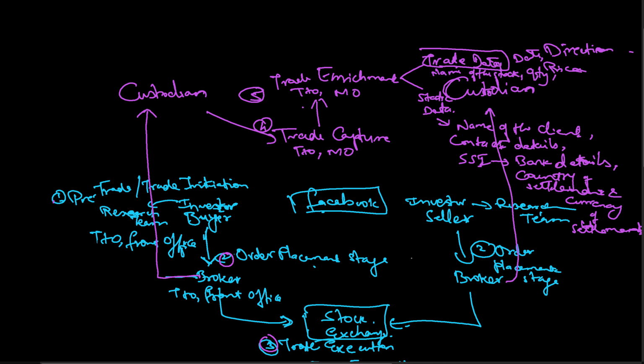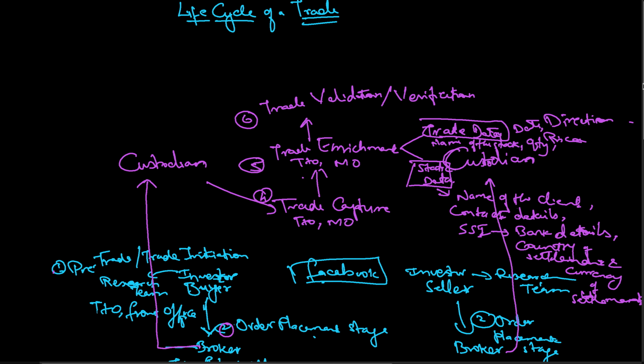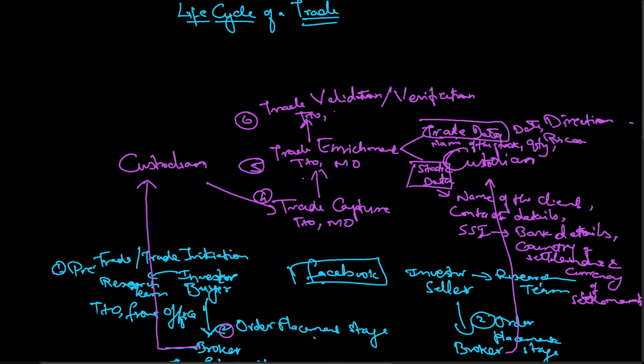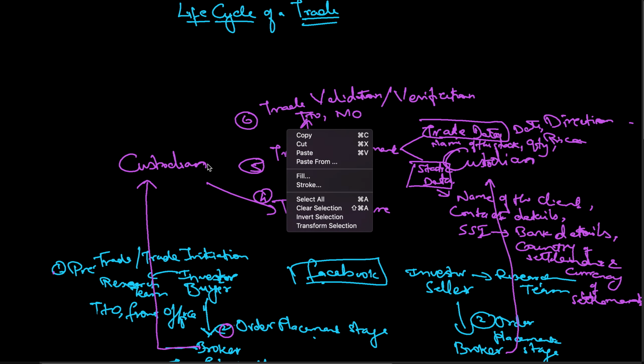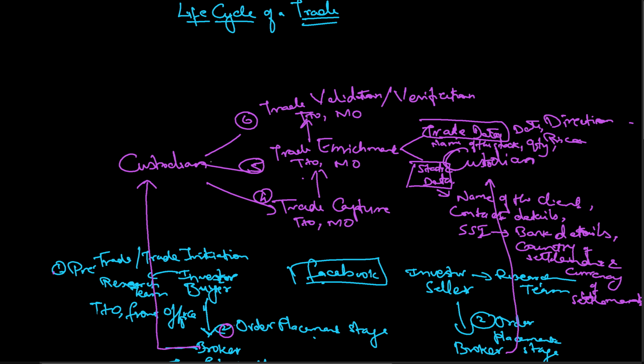So this way the data will be enriched, as in adding more value or making it more sensible and more organized. Data will be segregated between trade data and static data. Once it is done, it goes to the next stage called trade validation, also called the trade verification stage, where all this data will be further cross-checked to avoid any kind of mistakes. This happens on T+0, again at middle office level. All this team comes under the custodian.